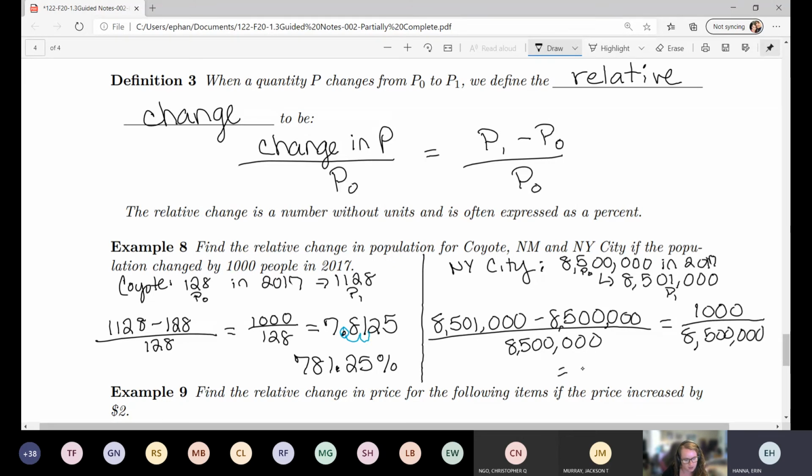This would be 0.000117 and so on, which would convert to 0.0117%. Sorry, I'm supposed to be done right now. So that's how relative change goes. For the sake of time, I'm not going to do the rest of these problems. I will put the full notes on Blackboard. It's just the same idea, just 2 more examples of it.